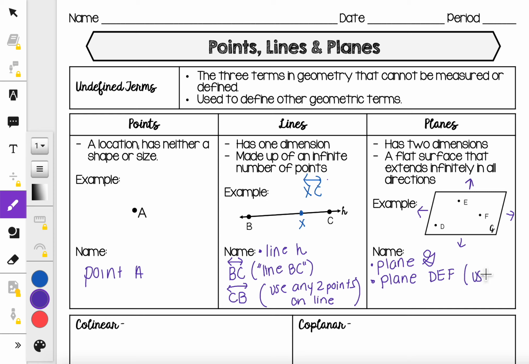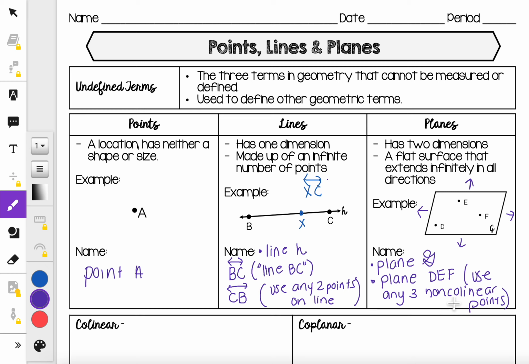Okay, so you're going to use any three non-colinear points to name a plane. So I could say plane DEF, I could say plane FED, EFD. The order of the 3 points doesn't matter. All right, and we are going to talk in just a second about what it means to be non-colinear.